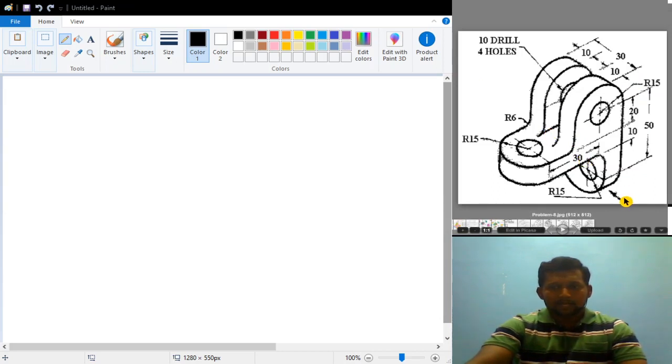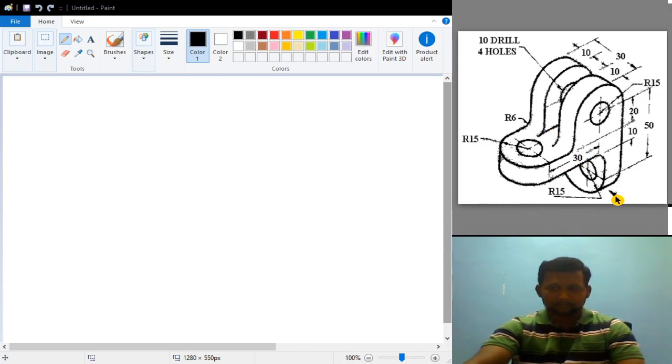The arrow mark is given at this end. If the arrow mark is at this end, then you have to understand that this is the front view, and this side view becomes the left side view, which you have to draw on the right side of the front view.